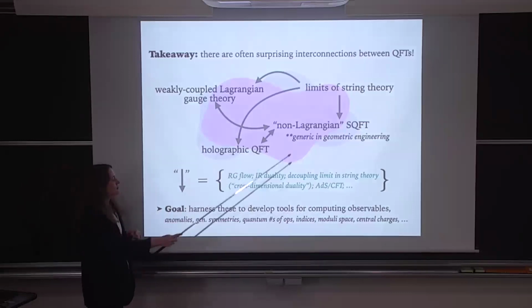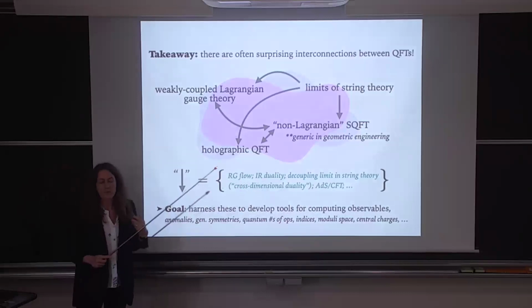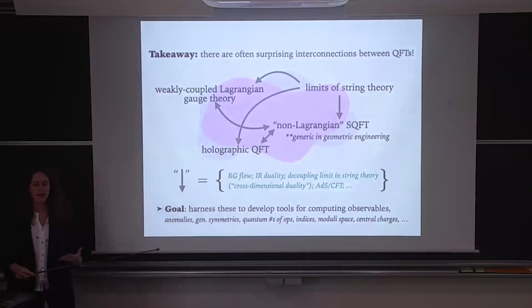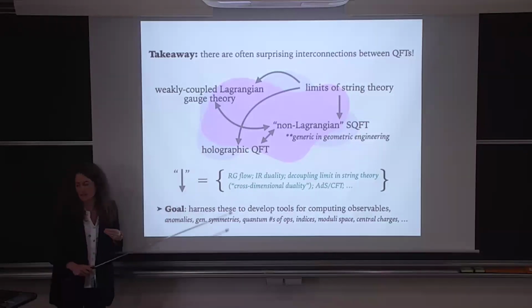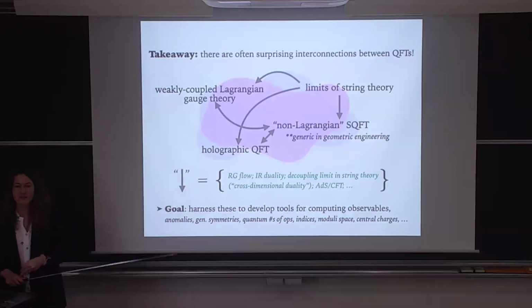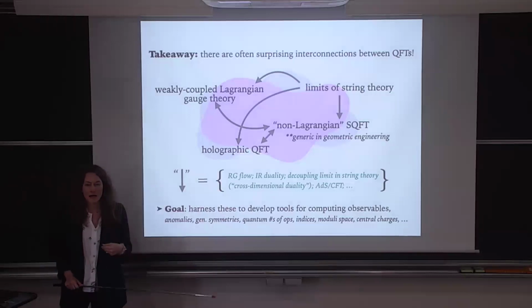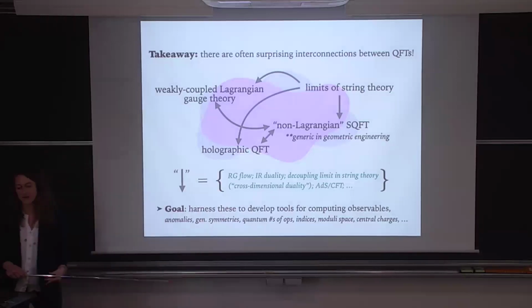But all of these arrows let me carve out more and more bits of this space and learn more about general or generic properties of quantum field theories on the one hand, and also specific properties of interesting quantum field theories we might care about by utilizing some of these specific arrows on the other hand. So the general goal is we want to harness these sorts of interconnections in order to develop new and more powerful tools for computing observables of these quantum field theories.